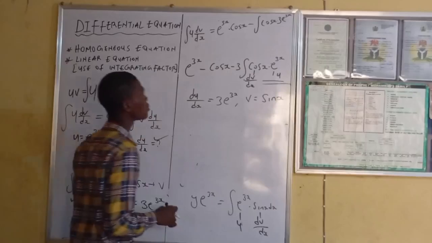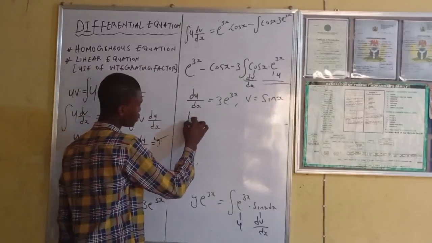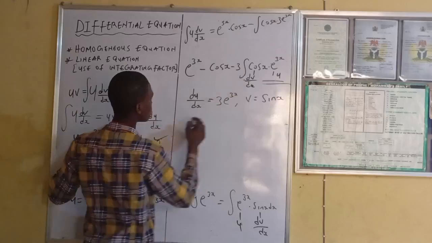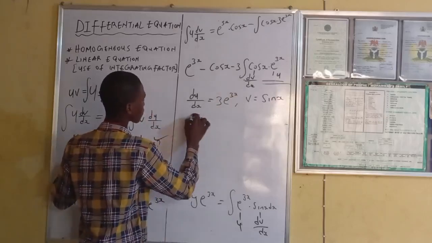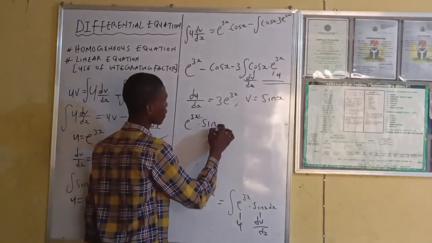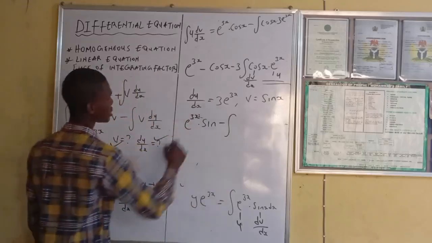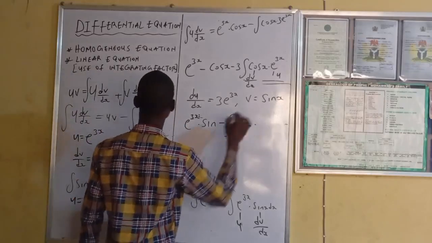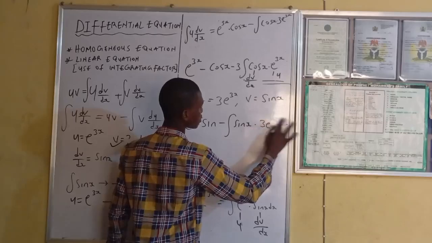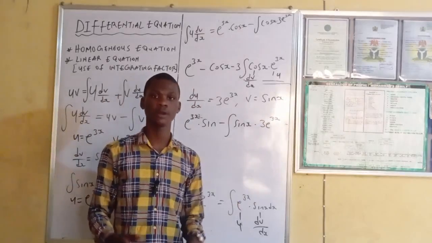Substituting the respective values into the formula of integration by parts, we have u, which is exponential 3x, dot v, sine x, minus integral, what's v? Sine x dot du dx, which is what? 3 exponential 3x. Just calm down. I know it might be confusing. Just calm down. It is very easy.